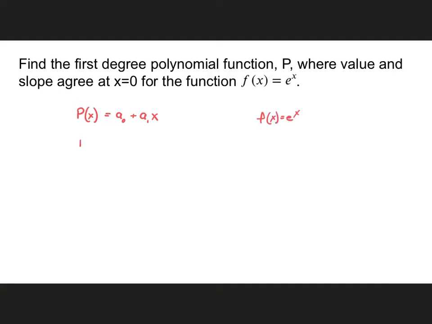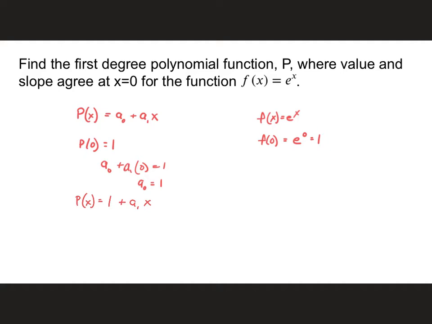Okay, so knowing what I know, p of 0, compare that to f of 0. Well, f of 0 is equal to e to the 0, which is equal to 1. So I know that I want p of 0 to equal 1. Or in this case, a sub 0 plus a sub 1 times 0 has to equal 1, which means a sub 0 equals 1. So that gives me the start of this polynomial, p of x being equal to 1 plus a sub 1 times x.